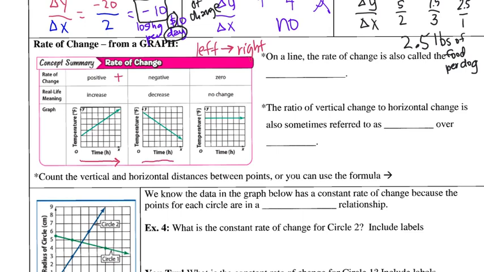As you're going from the left to the right, if you see that that line is going down, clearly it's going to be a negative. And if you see that it's from left to right, not doing anything, but just staying constant right there, you would just say the rate of change is 0 or that there is no change.